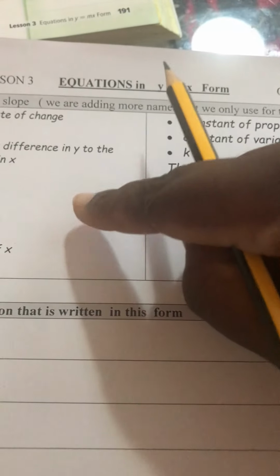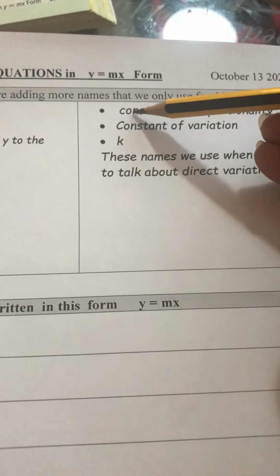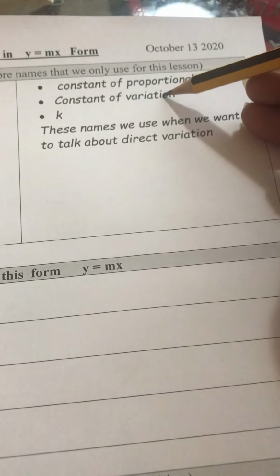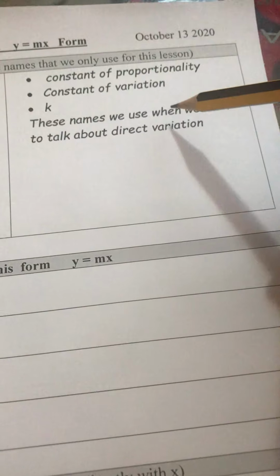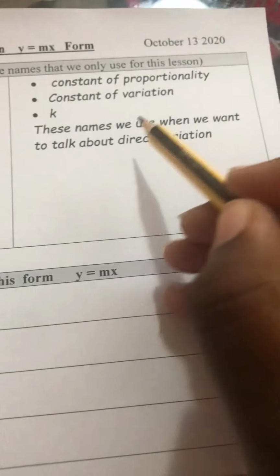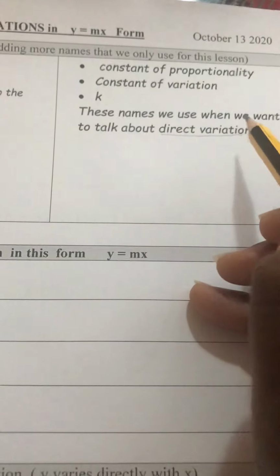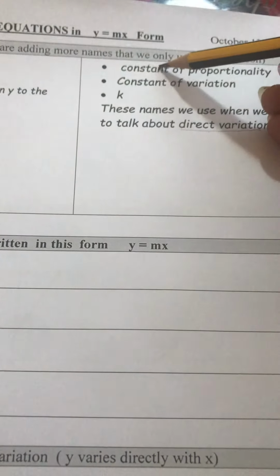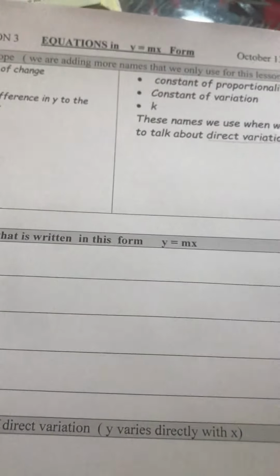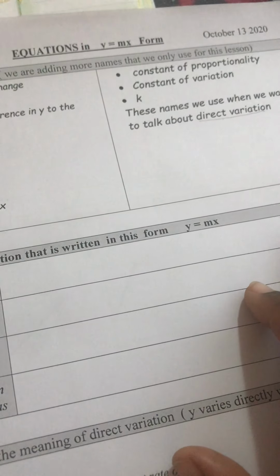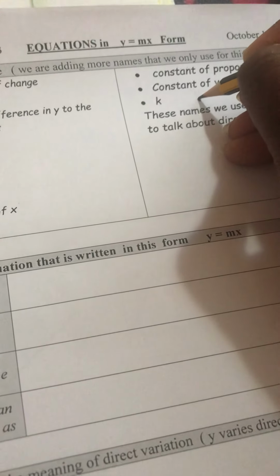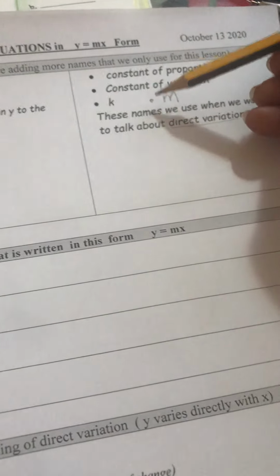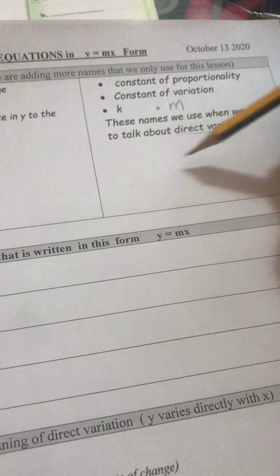Now, when it comes to this lesson, these three names of slope, that means constant of proportionality, constant of variation, and k, we only use when we are talking about direct variation. So when we are talking about direct variation, these are the only names you should use. Maybe you should also use m. Yes, you can use m over here also. So these are the names you should use when we are talking about direct variation.